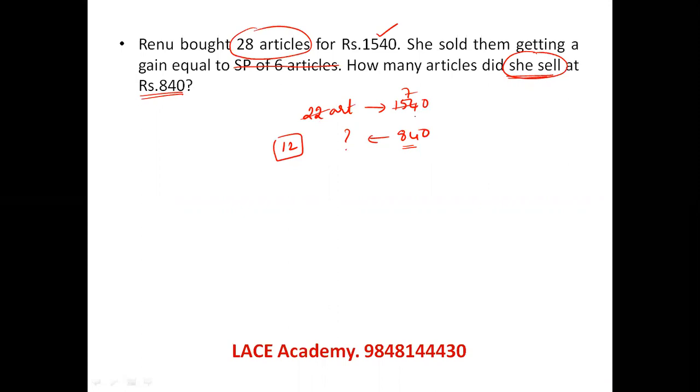22 articles are sold at 1540. The selling price of the other 6 articles will be the gain, but we are not bothered about gain. So if 22 articles are sold at 1540, how many articles will be sold at 840? 22 sevens is 154, so the number that is coming here, sevens must be 84. We know that 12 sevens is 84. Simple proportion. Let's see the next question.